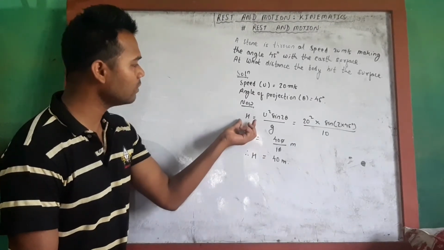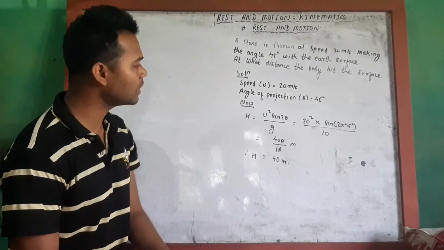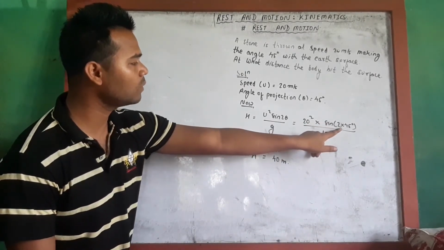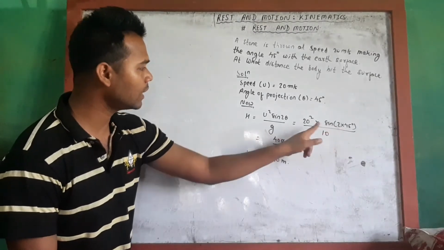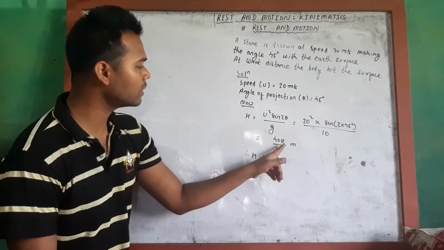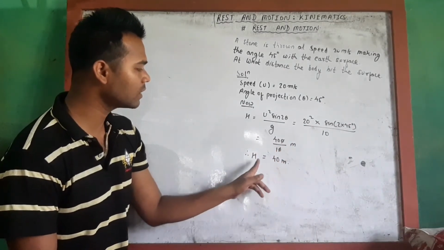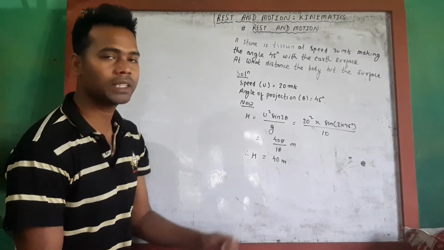Now the formula for horizontal range is u square sin 2 theta over g, which is equal to 20 square into sin 2 into 45 degrees. This will give 90 degrees. Sin 90 degrees has the value 1. That's why 20 square, 400, divided by 10 is equal to 40 meters. That's why the horizontal range of the projectile is 40 meters.